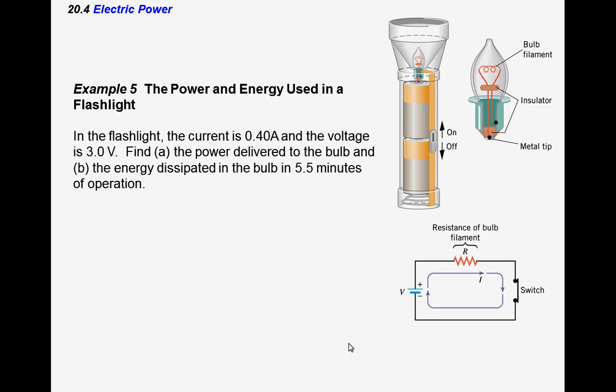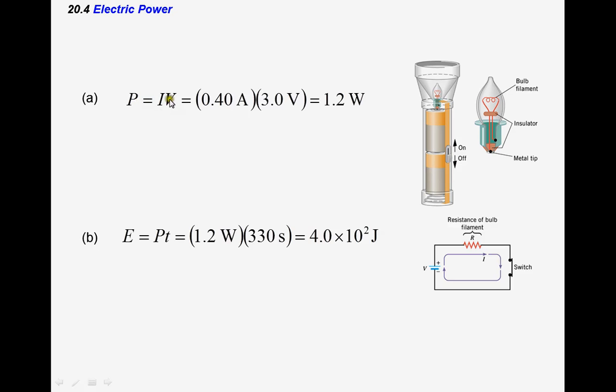So power and energy consumed by our flashlight that we were talking about before. We have the current, we have the voltage. Now I guess we're going to go for 5.5 minutes of operation to figure out how much energy. So 5.5 minutes times 60 seconds per minute. So we wind up with power equals IV, the current times the voltage. It's a 1.2 watt flashlight bulb, not very bright. And then the energy that's consumed in 5.5 minutes is 400 joules. 4 times 10 to the second joules of energy is consumed by that light bulb.